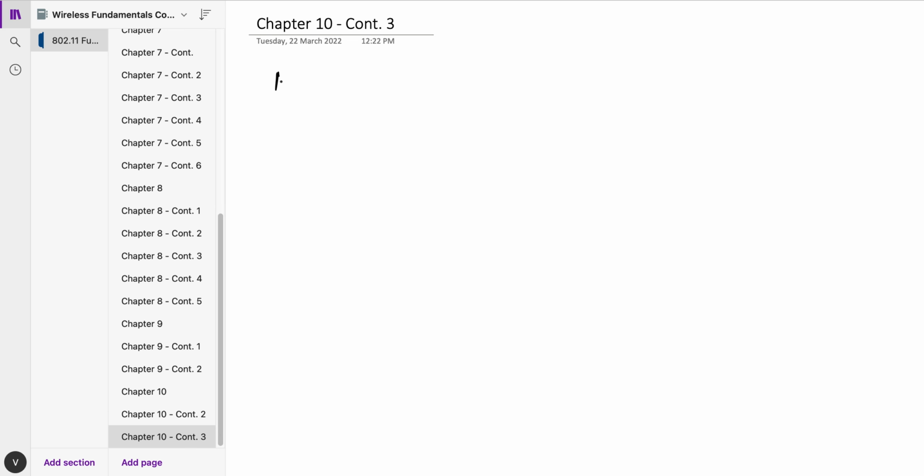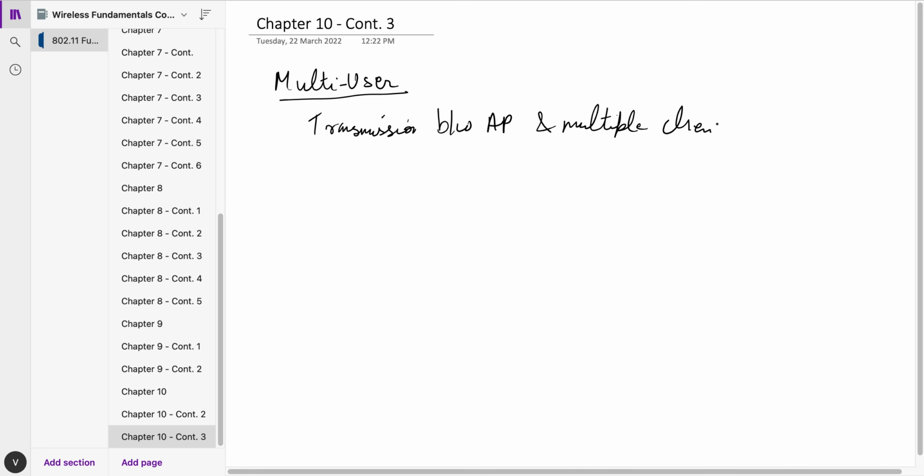In this video, we will start with the concept of multi-user. What is a multi-user? Because multi-user in .11 AX can be a little confusing, so I'm going to stress on multi-user for a minute. The term multi-user simply means transmission between AP and multiple clients. As simple as that. This is what multi-user is all about. When you're transmitting between an AP and multiple clients, it becomes multi-user. This terminology can be used in this scenario.